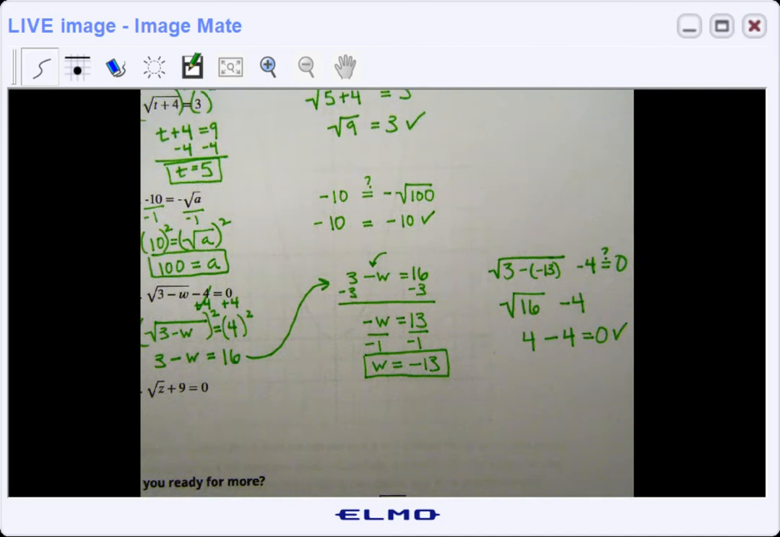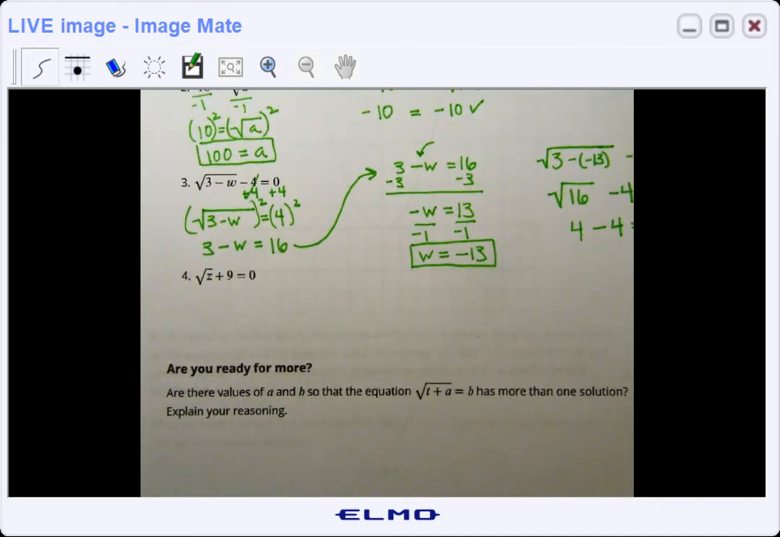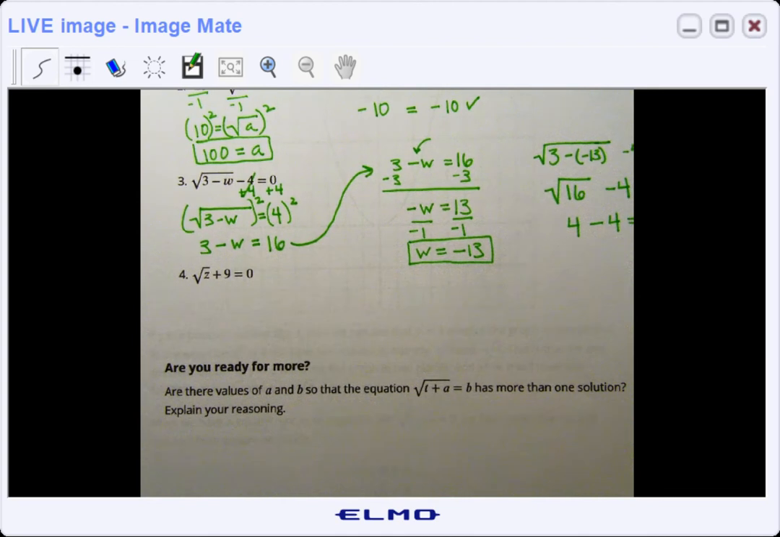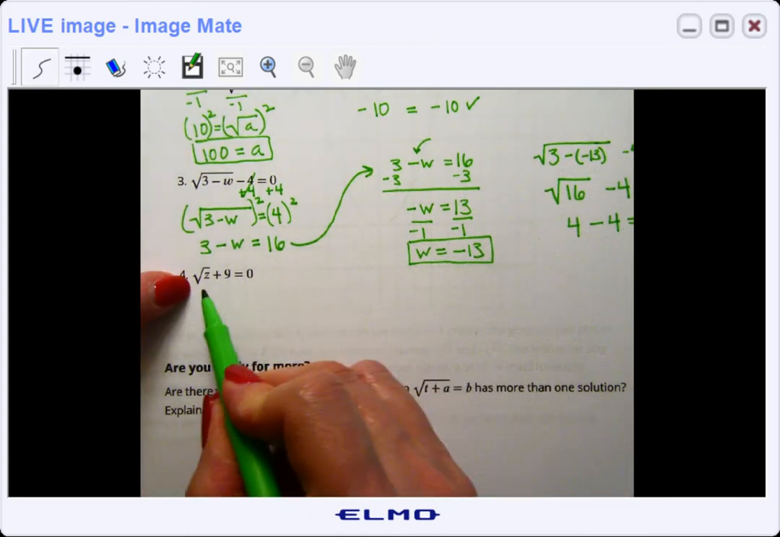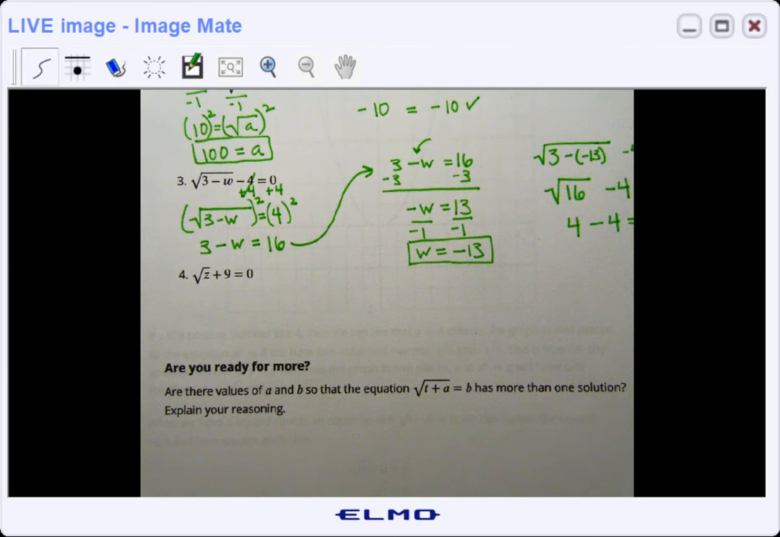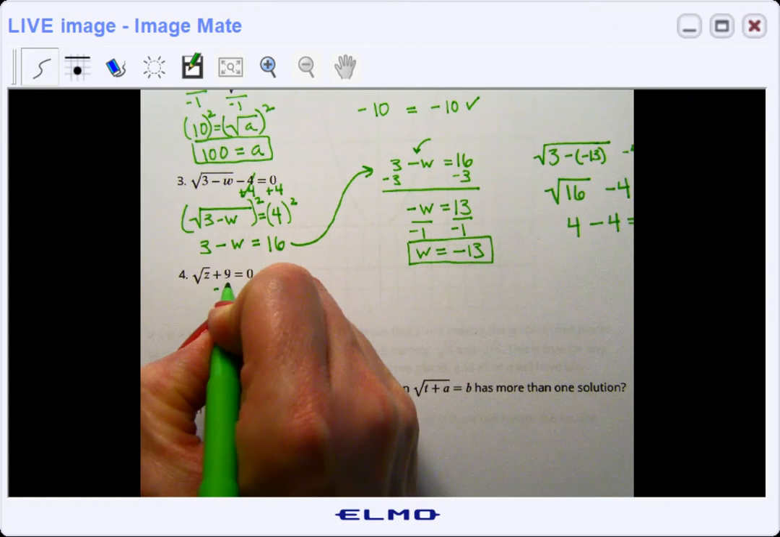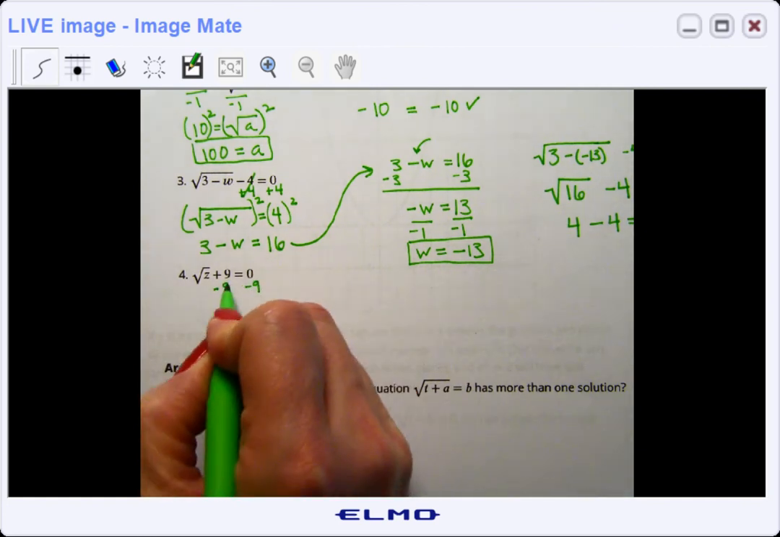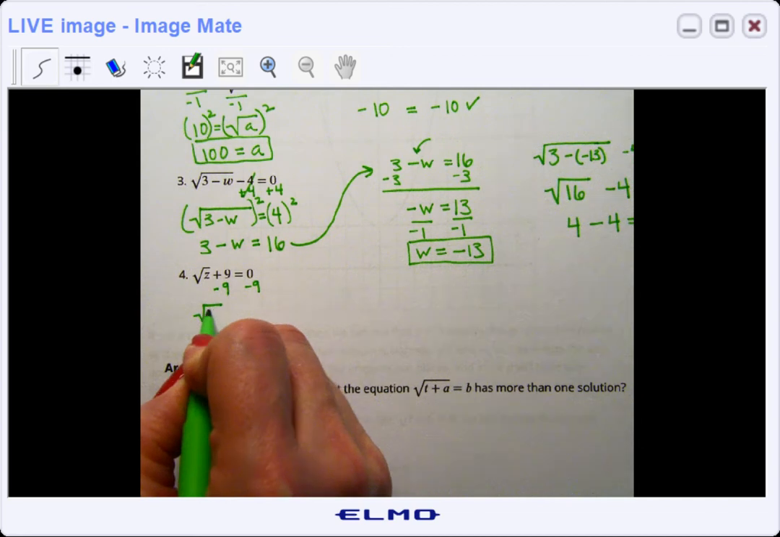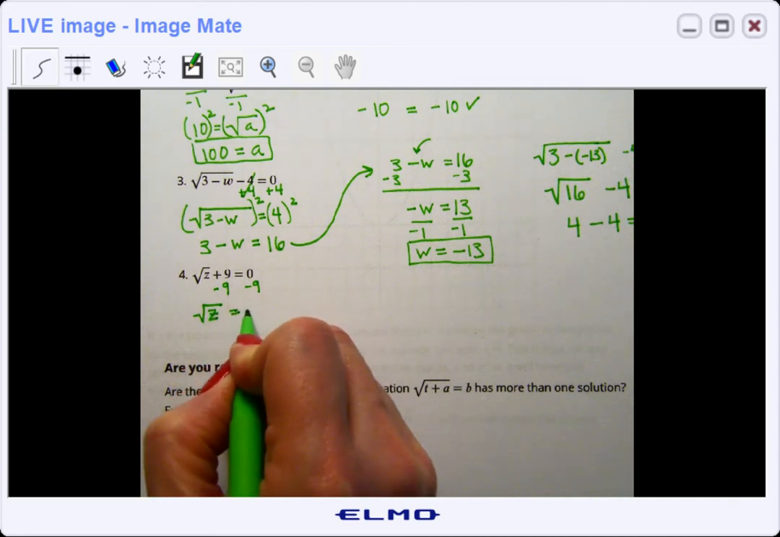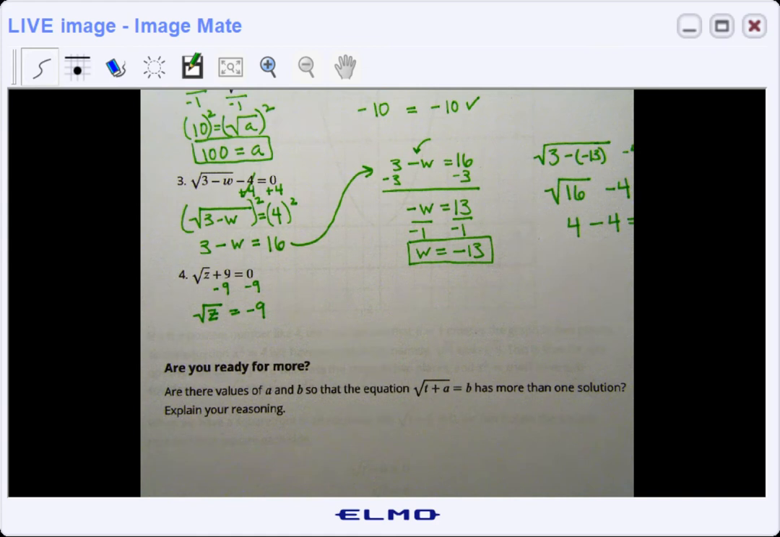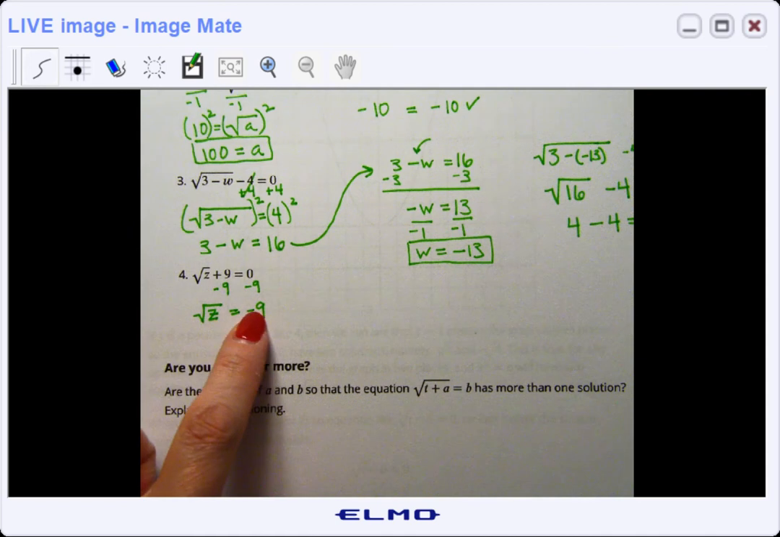So then we get to the very last one. And we have the square root of z plus 9 equals 0. I need to isolate the square root part of the equation by subtracting the 9. So we get the square root of z equals negative 9. And right here, guys, at this point in time, I'm going to say no solution. This is a positive number. This is a negative number.